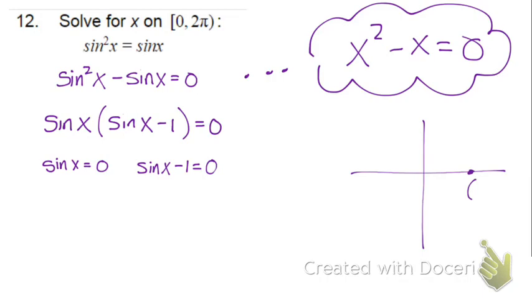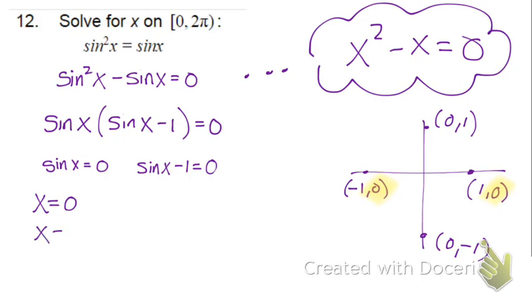Let's look at our 4 corners. 1 comma 0, 0 comma 1, negative 1 comma 0, and 0 comma negative 1. Sine is which coordinate, x or y? Y. Sine is the y coordinate. So if I'm looking at the y coordinate, I see that it equals 0 here and here, which is what 2 angles? 0 and pi. Good. So the answer to this one over here, sine of x will equal 0 at x equals 0 and x equals pi. So that's 2 of our answers.